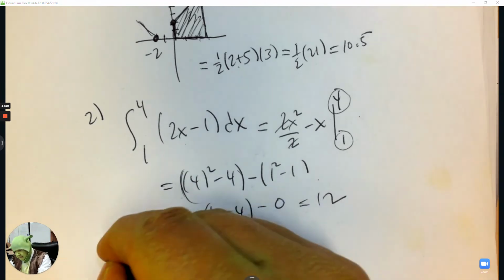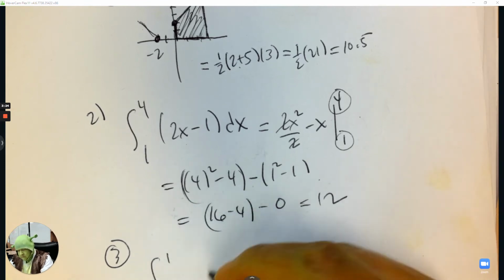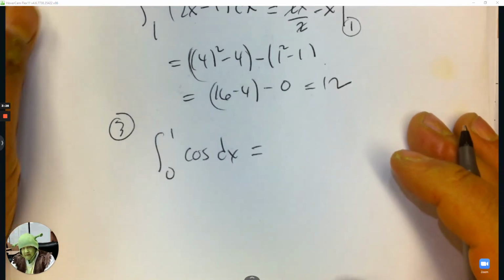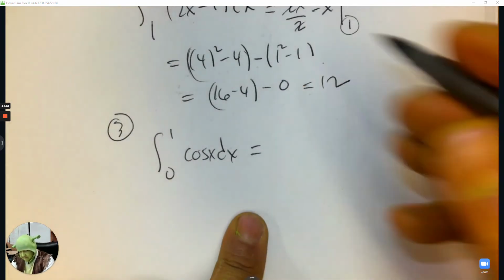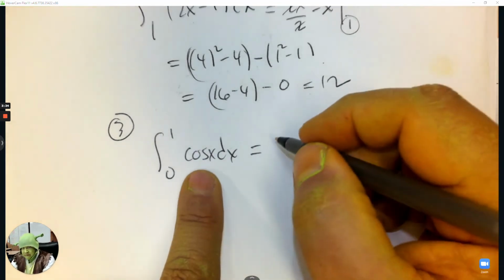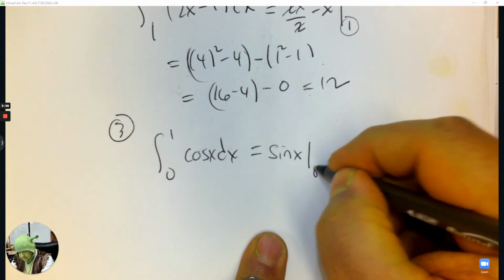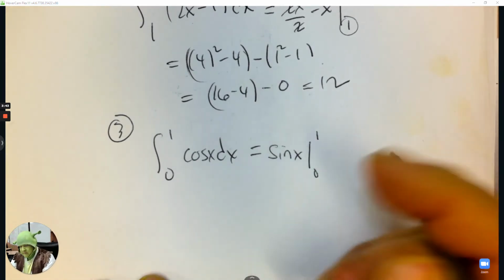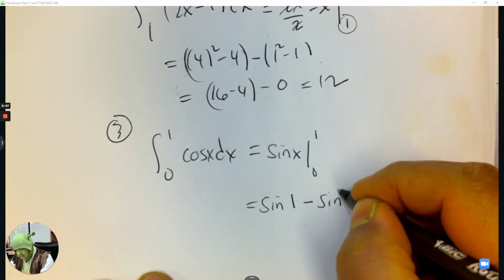All right, number 3, what would happen if you had trigonometry? Step 1 in trigonometry, again, is the antiderivative. We need an x there. And the antiderivative of cosine is sine. Again, we don't go plus c when it's a definite integral. And then we substitute in. So we plug in 1 first, minus, and then plug in 0.